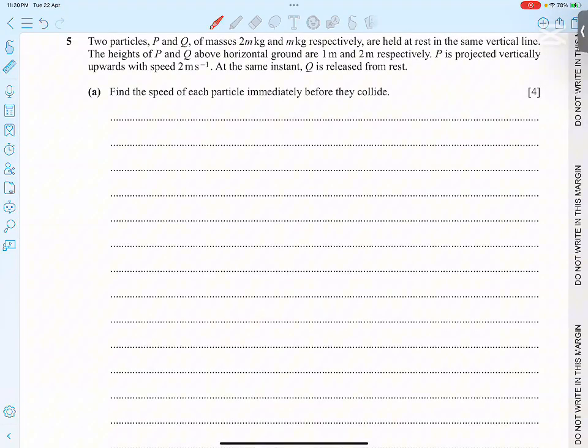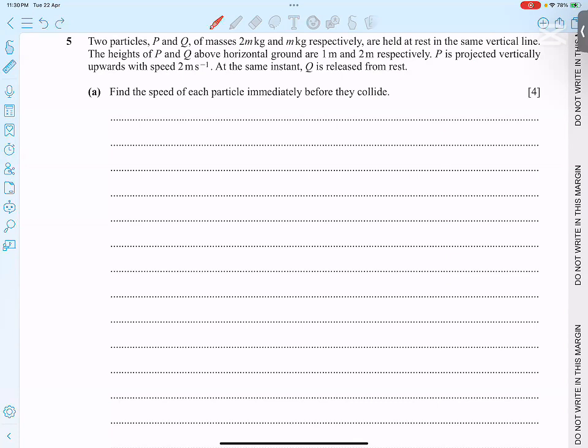So question number 5: we have 2 particles P and Q, with masses 2m and m kilograms, held at rest on the same vertical line. Vertical line definitely means like this. The heights of P and Q above the horizontal are 1 meter and 2 meters respectively. P is thrown upward with a speed of 2 and Q is released from rest.